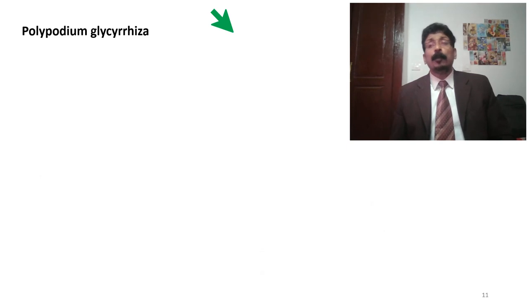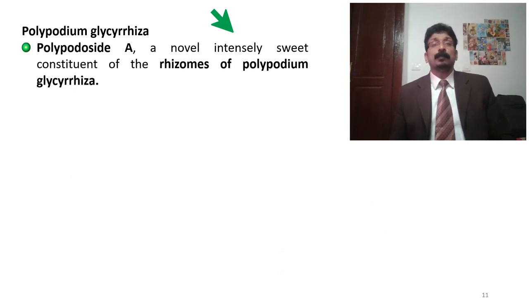Polypodium glycyrrhiza, that is, polypodocyte A, is a novel, intensely sweet content of the rhizome of Polypodium glycyrrhiza. Because we have seen Glycyrrhiza glabra, but Polypodium glycyrrhiza we have not seen. So that's why I am just focusing on polypodocyte A, which has a very good sweet effect, which is also a root, but is slightly different.